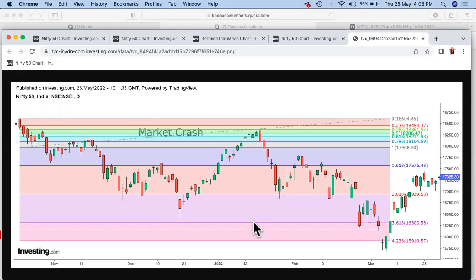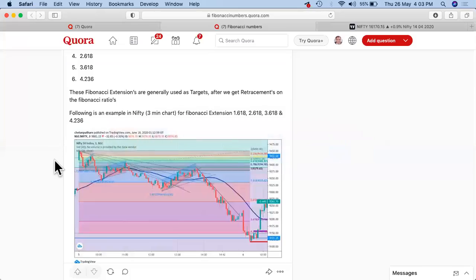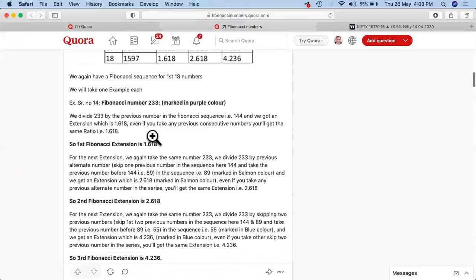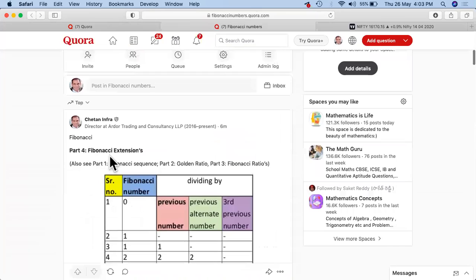Now it's not necessary that it would hit exactly the number which is there. Sometimes it would be a bit less than that, sometimes more than that, right? So what we should do is start trailing our stop loss, right? So this was about extensions. So we saw Fibonacci ratios and Fibonacci extensions.